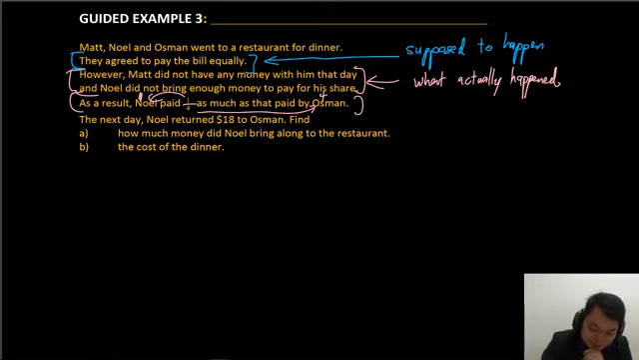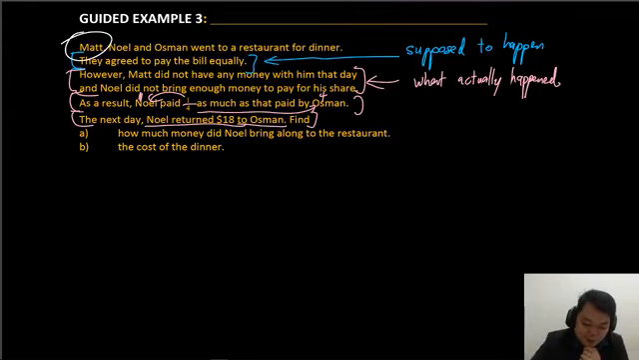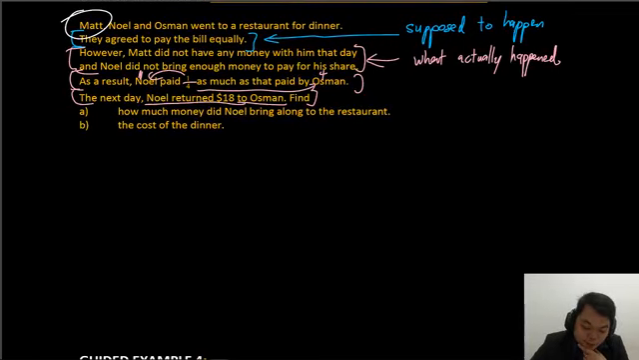Then, the next day, Noel returned $18 to Osman. But they didn't say anything about Matt over here. Matt suddenly disappears and acts blur. This kind of thing happens as early as primary school, because I encountered this before. Between working adults, definitely will encounter a lot more. So how much money did Noel bring to the restaurant? Find the cost of the dinner.